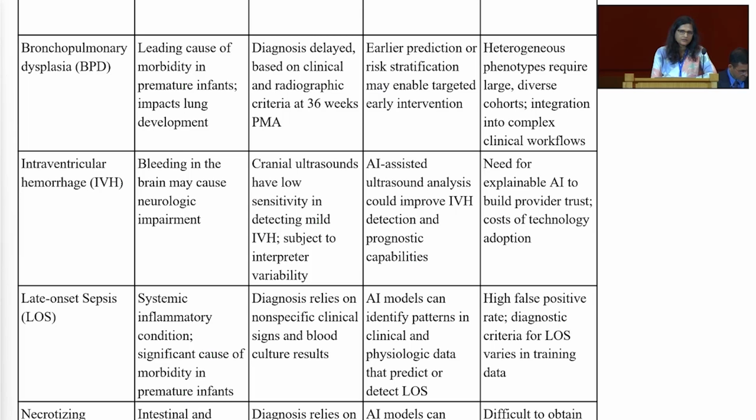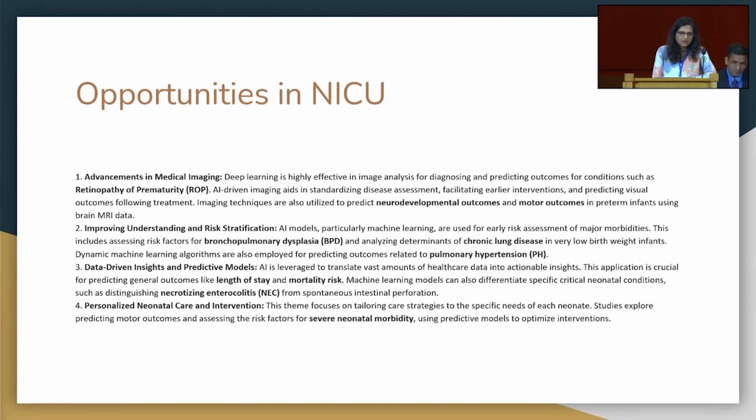And these are the potential applications that they found useful in neonatal medicine, which include early prediction of bronchopulmonary dysplasia, AI-assisted ultrasound analysis that could improve IVH detection and prognostic capabilities, AI models for early detection of late-onset sepsis, and AI models for necrotizing enterocolitis. So what they have found is that deep learning is highly effective.